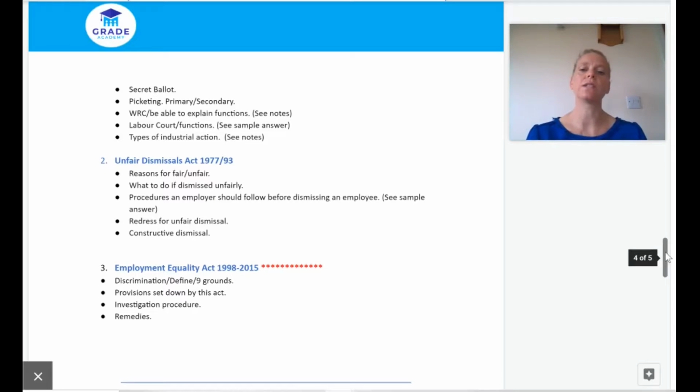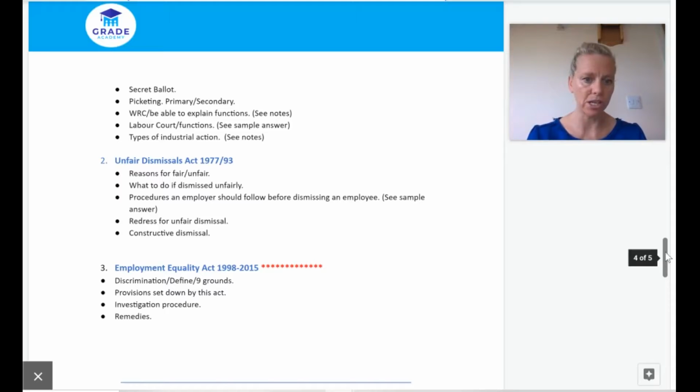What to do if dismissed unfairly? Where do you go if you're dismissed unfairly? You go to your adjudication officer in the WRC. And you must put in there as well that the employer has to prove that the dismissal was fair. So the burden of proof is on the employer. They have to prove that the dismissal was fair, and they have to show that they have followed the procedures.